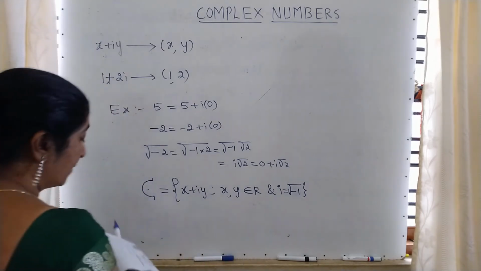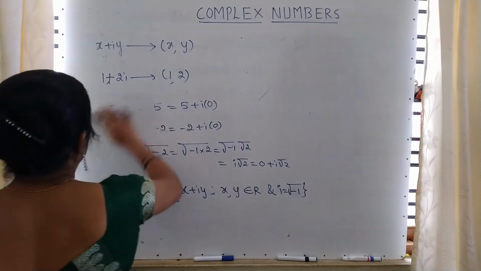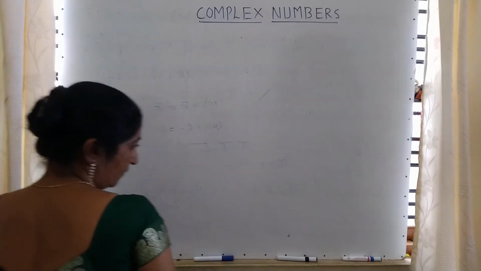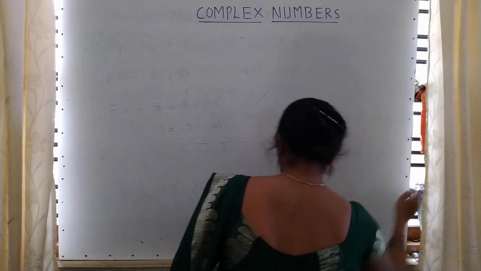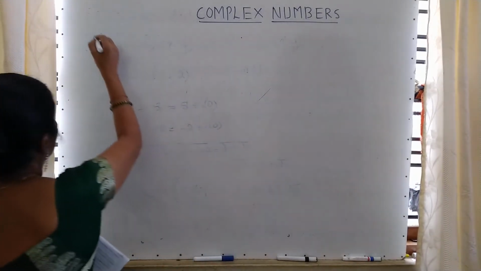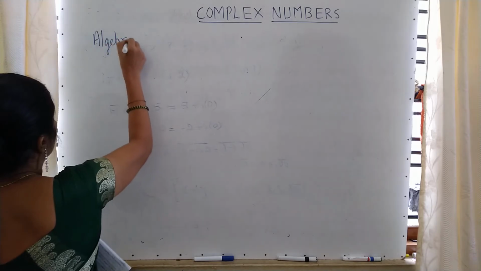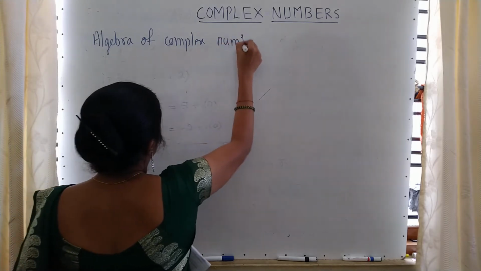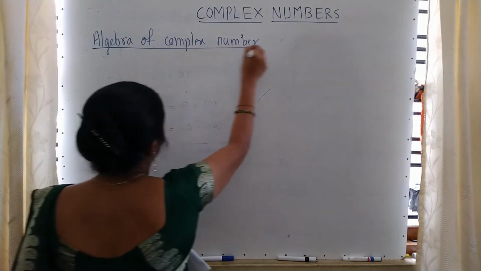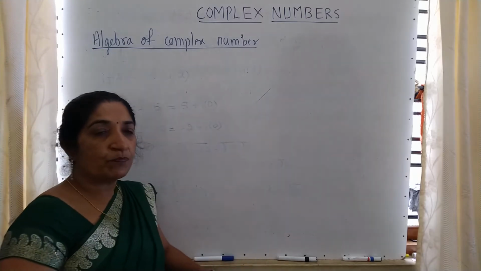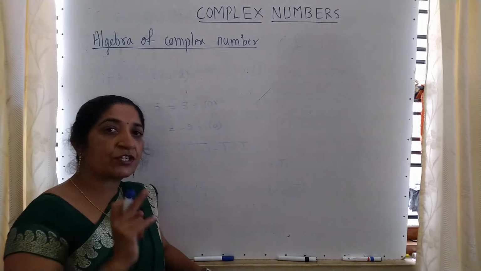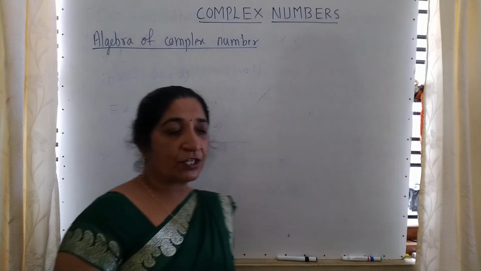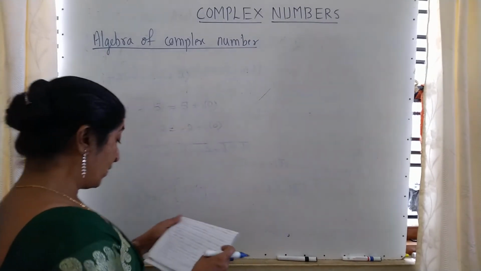Now we are moving to the algebra of complex numbers. So here it tells you what the algebra of complex numbers tells you. The addition, subtraction, multiplication and division of complex numbers is possible, and after applying all these operations, again the resulting number is also a complex number.